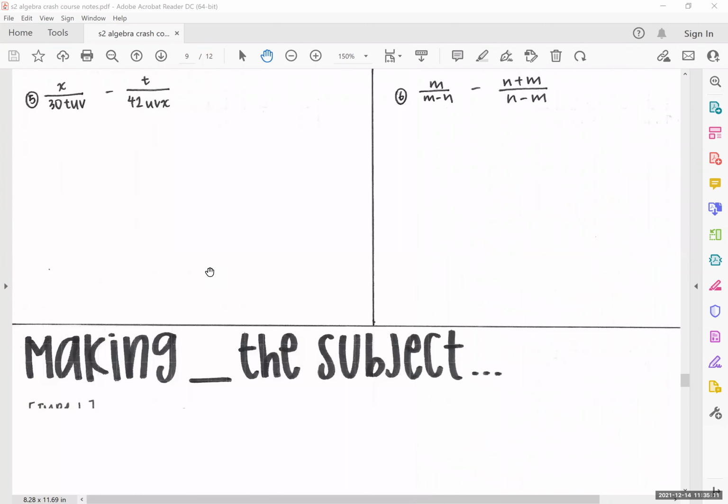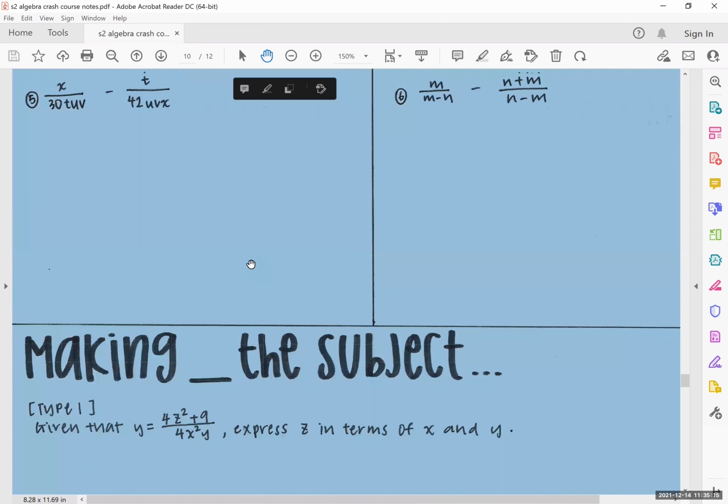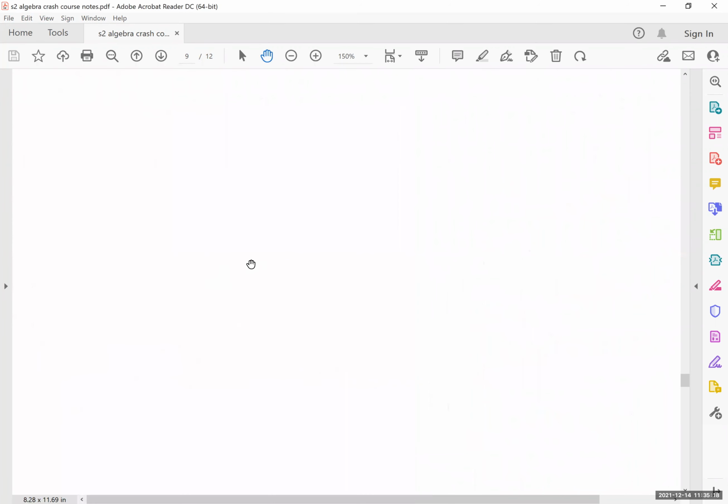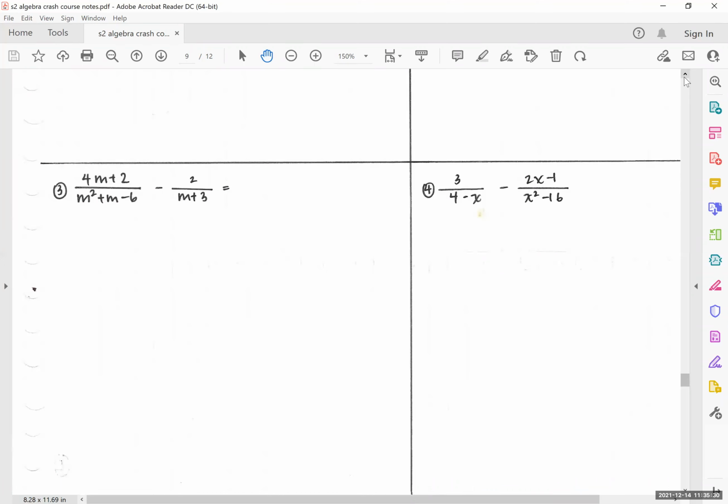Now let's move on to the next page. You only have 5, is it? 5 and 6. Oh, okay. All right, last 2 questions before we learn something new about algebra. The next one is my favorite, making X or Y the subject. It's your favorite, it's probably hard.